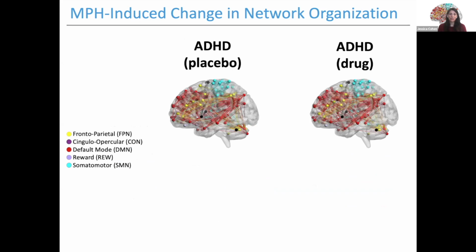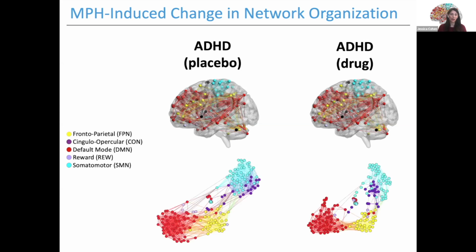So here I visualized the brain graphs depicting average connectivity for each of the 2 sessions in the ADHD subjects. And for ease of interpretation, I've only included nodes and connections related to the networks of interest. So the frontal parietal network, the cingulo-opercular network, the default mode network, the reward network, and the somatomotor network. So this brain space view is nice because you can see how the networks are distributed across the brain, but it's also a bit hard to tell differences in overall connectivity between the placebo and drug sessions.